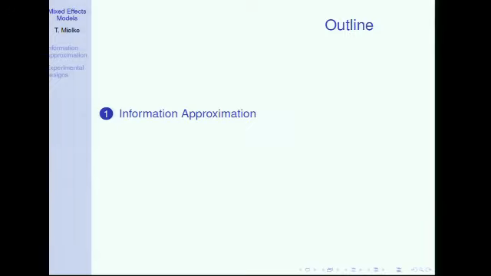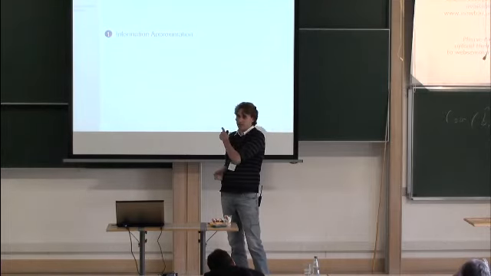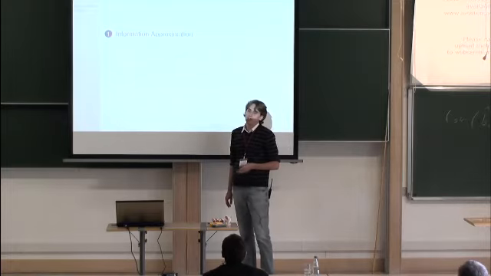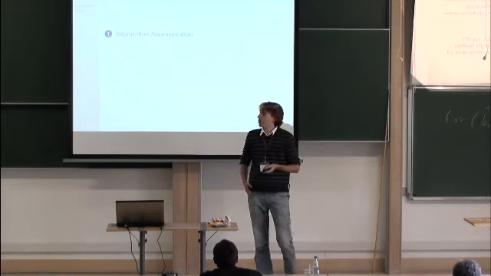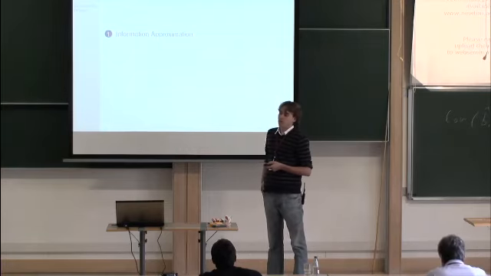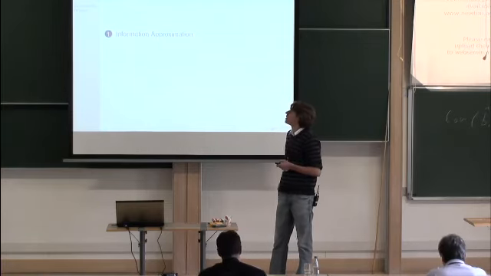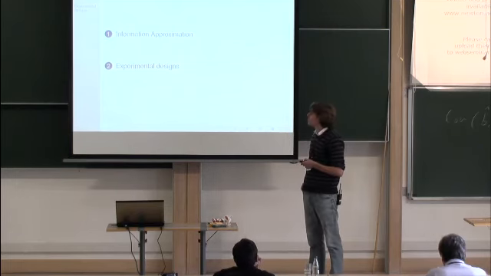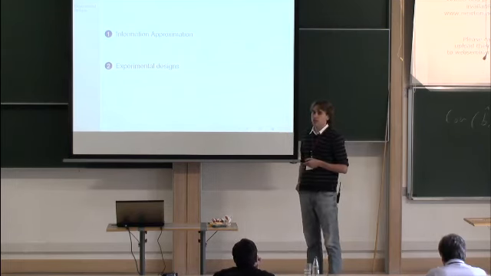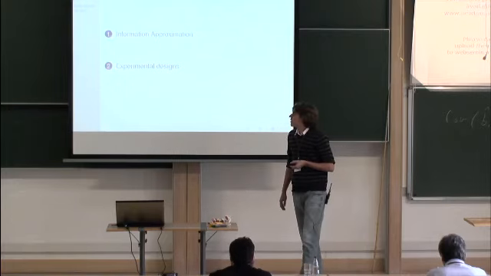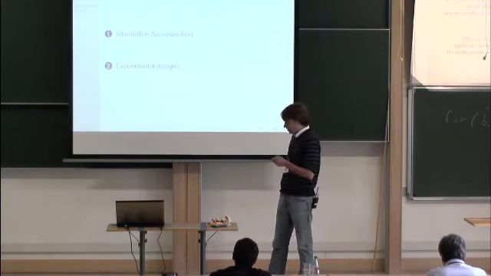So, a short outline of my talk. At first, I will talk a little bit about the bottleneck in these experimental design problems, and these are the information approximations. We don't have a closed form of our Fisher information which we want to maximize, so we need some approximations to this information matrix. After giving some approximations, I will talk a bit about experimental designs in this model, and especially about the difference between the designs for the different approximations.